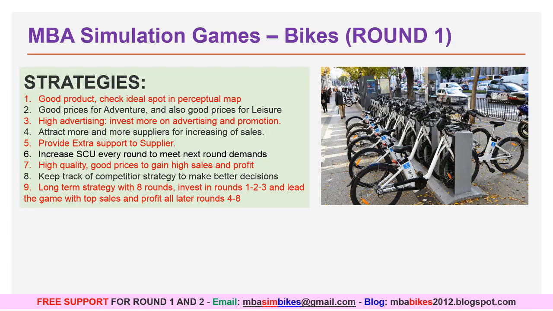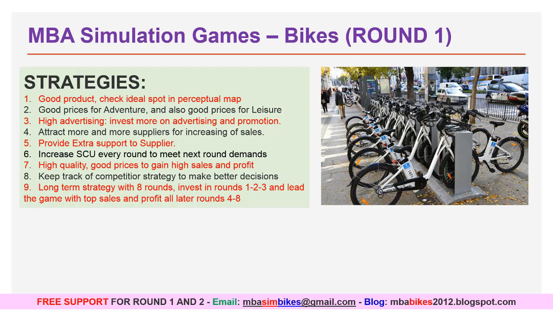And the overview of the strategies. We are doing the business simulation game with 8 rounds, so it needs a long-term strategy. We focus on a good product. We find the ideal spot in the perceptual maps to design the product to meet the expectations or demand of the customer. For good prices, we set good prices for the adventure segment, and also for the leisure segment, but for leisure a lower price is more important. Adventure customers prefer high quality and accept a high price, but leisure customers accept good quality while preferring a low price.